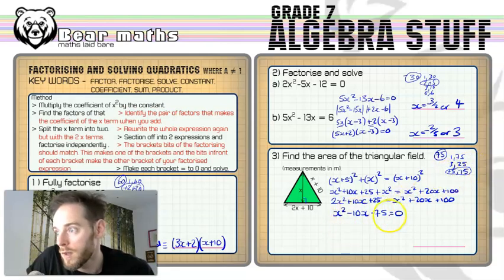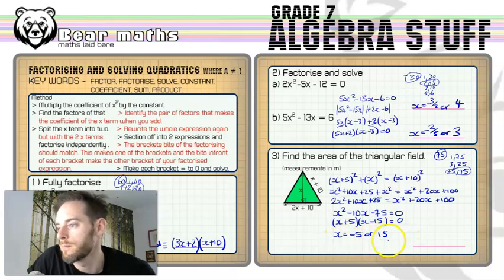So this is not one of the harder ones because the coefficient of the x squared is already 1. All right, so we can pop those in our double bracket straight away. We've got x plus 5 and x minus 15. And then we can see that that equals 0. So x is equal to either minus 5 or to positive 15.